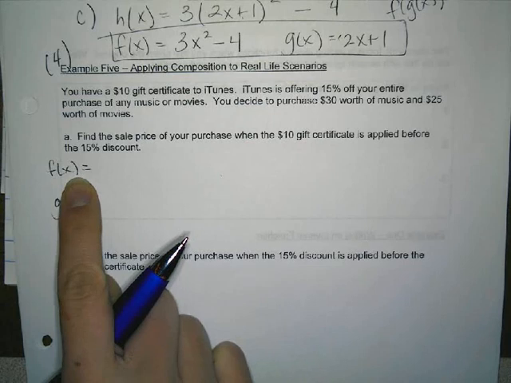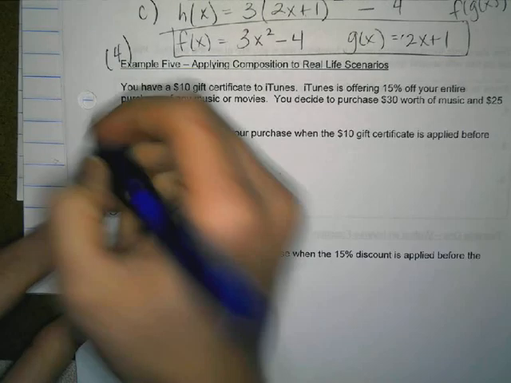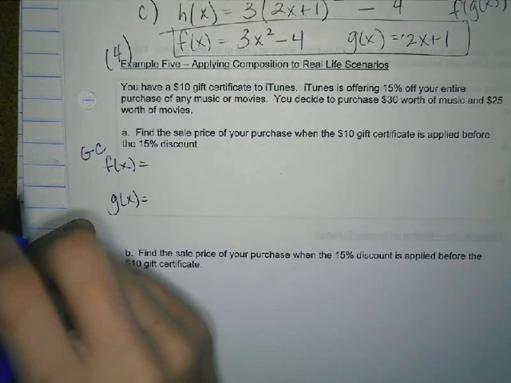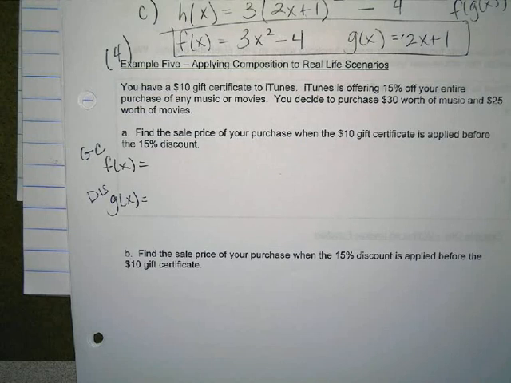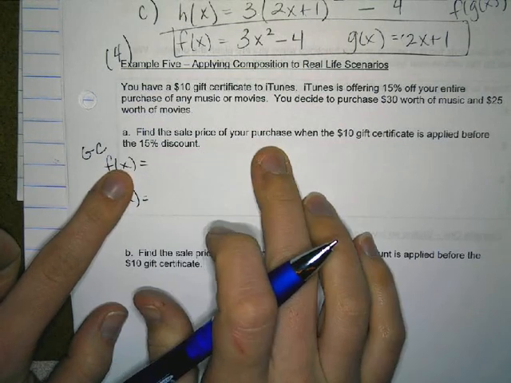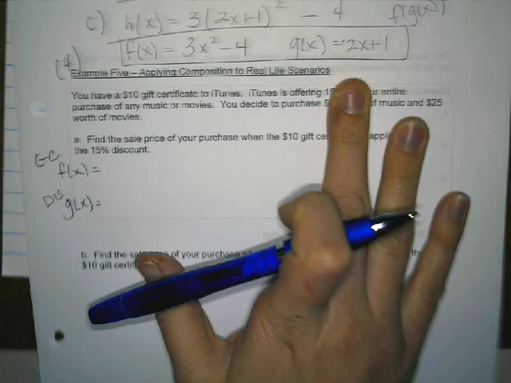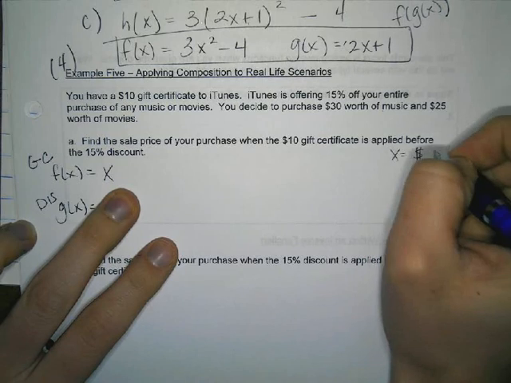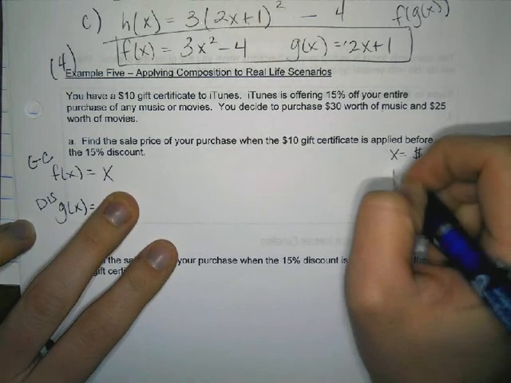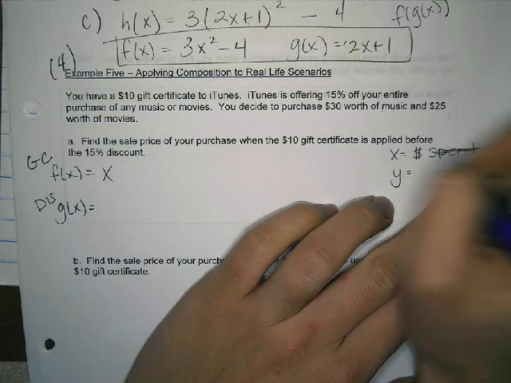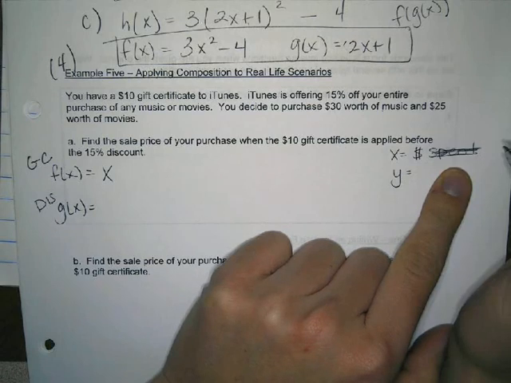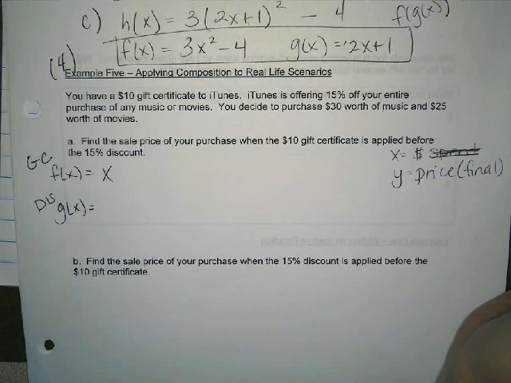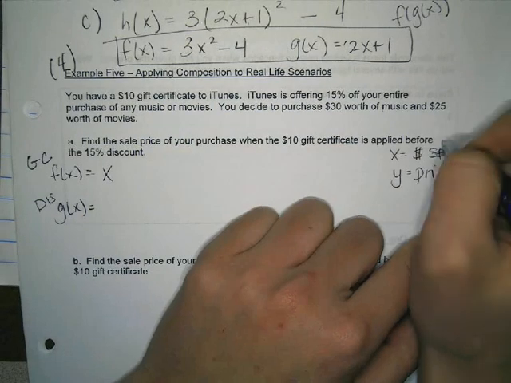So we have to have one that represents the discount, and one that represents the gift certificate. Let's make f of x our gift certificate, and make g of x our discount. Now, the unknown, well, we kind of know it, but if we didn't know what we were actually going to decide to purchase, our unknown we would label x. So x is going to be money, sorry, original price. And y is going to be the final price.